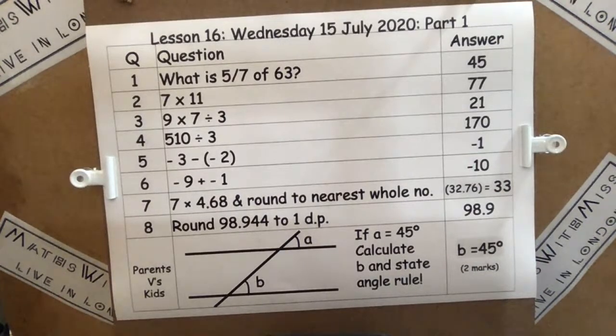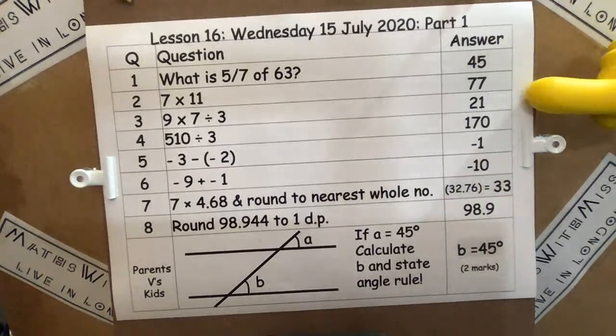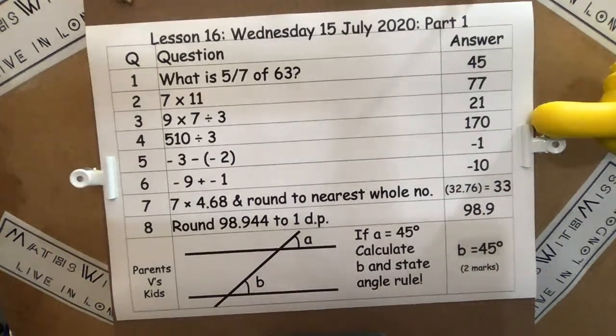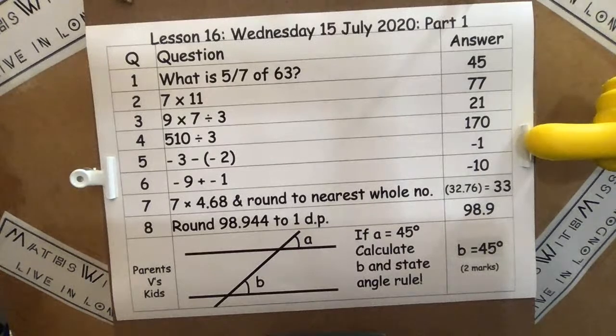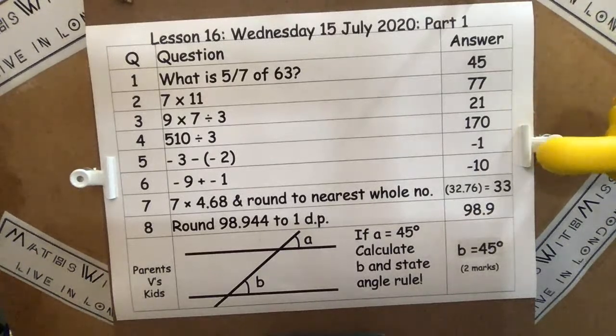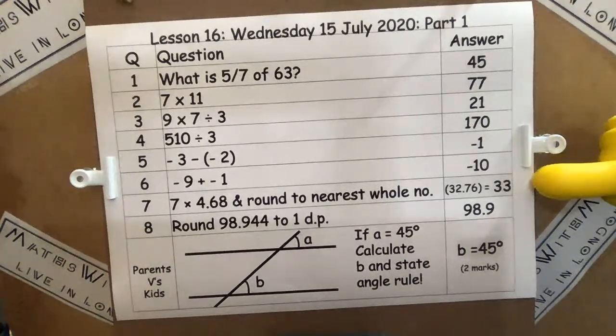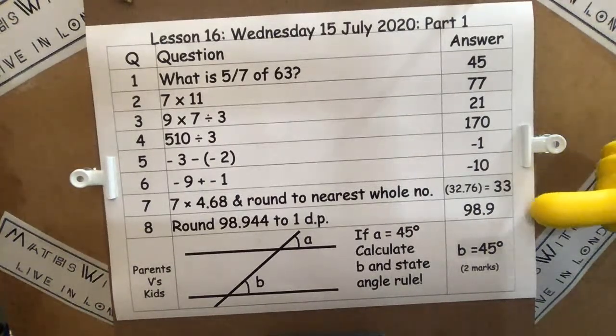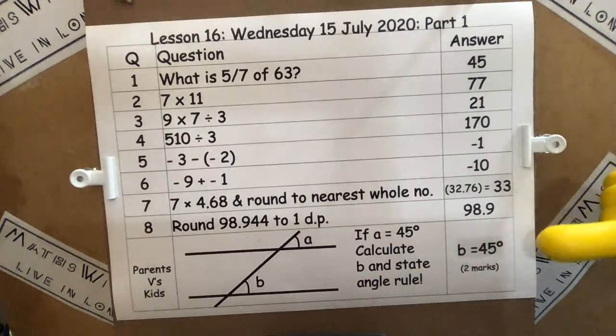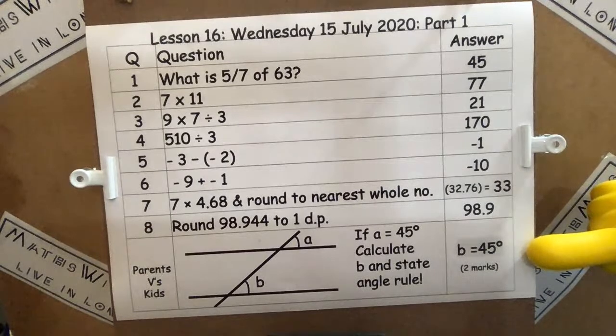Question 1 is 45. Question 2 is 77. Question 3 is 21. Question 4 is 170. Question 5 is -1. Question 6 is -10. Question 7 is 33. Question 8 is 98.9. And the parent versus kids challenge, B is 45 degrees.